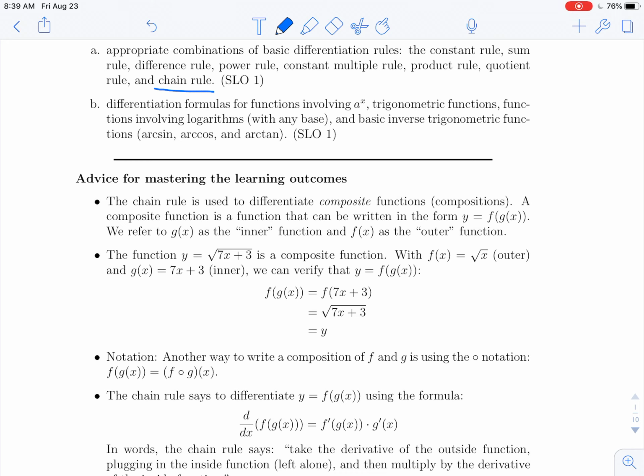The function y equals square root of 7x plus 3 is a composite function. With f of x equal to square root of x as outer, and g of x equal to 7x plus 3 as inner, we can verify that y is equal to f of g of x. f of g of x is equal to f of 7x plus 3, which is equal to the square root of 7x plus 3, and that's y.